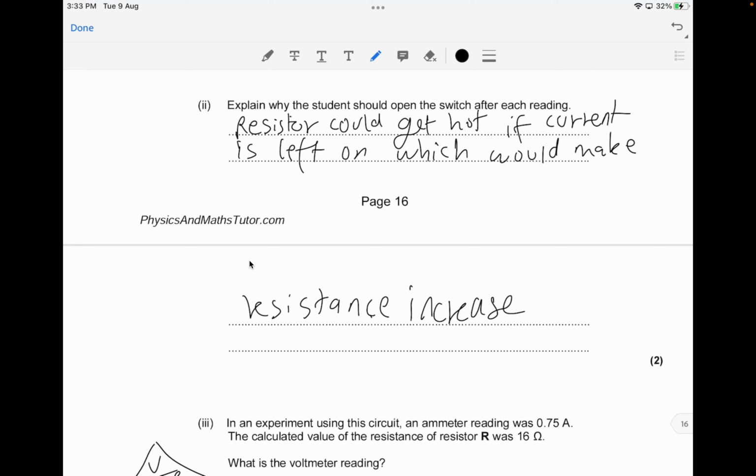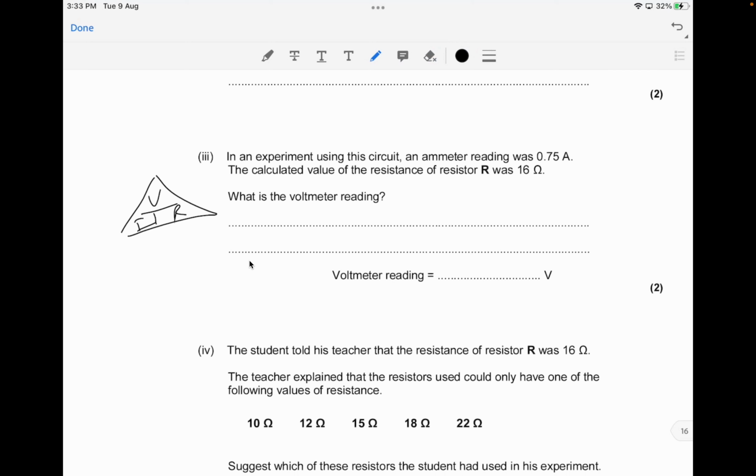Now the next question is that in an experiment using the circuit, an ammeter reading was about 0.75 amps, and the calculated value of the resistance of resistor R is about 16 ohms. What is the voltmeter reading? This is again the same formula, V = IR, where the voltage is equal to current times the resistance. The current is given to us as 0.75 amps in the question, times the resistance, which was 16 ohms, also in the question. That is 0.75 times 16. I'm using the calculator, guys. Do use a calculator, it's really helpful. So it's going to be about 12 volts. That is going to be your answer for about 2 marks.